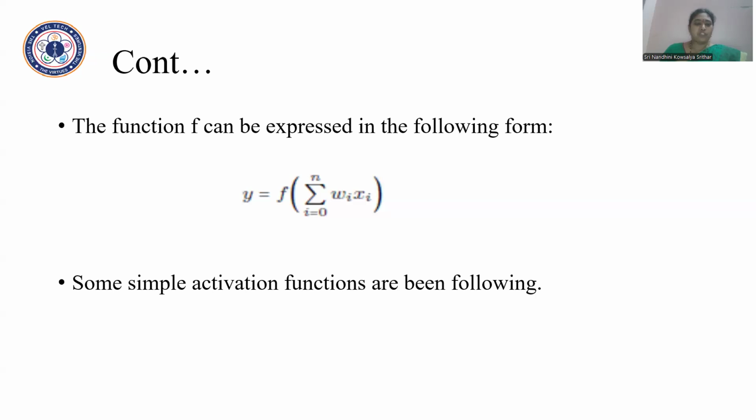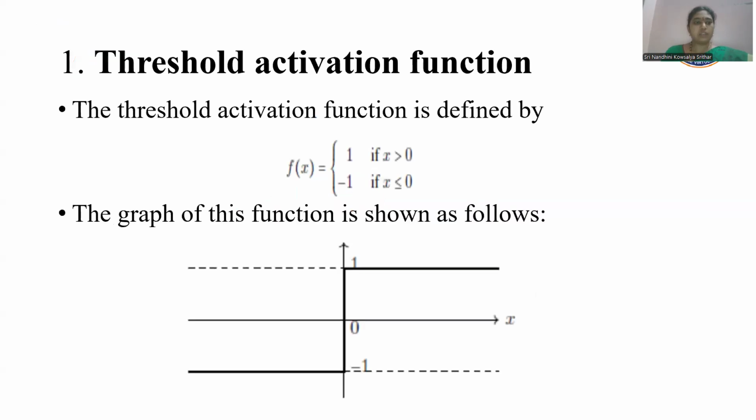Here the function f can be expressed in the following form, where f is the function known as the activation function. Y equals f of the summation from i equals 0 to n of wi times xi. Then we are going to see some of the activation functions.